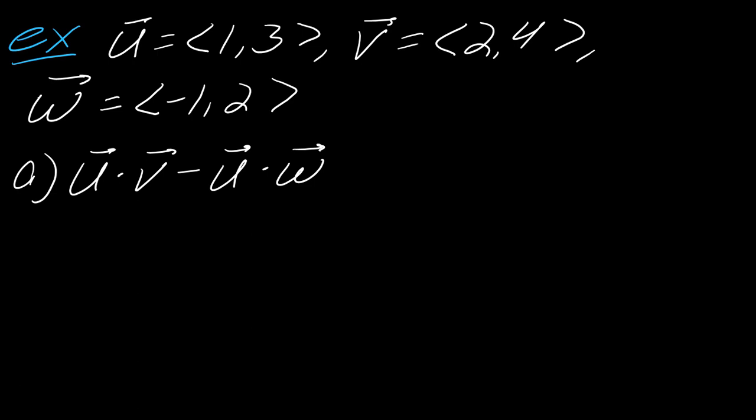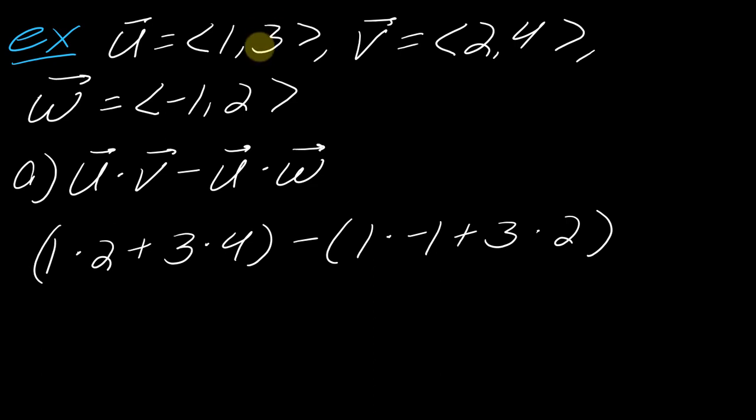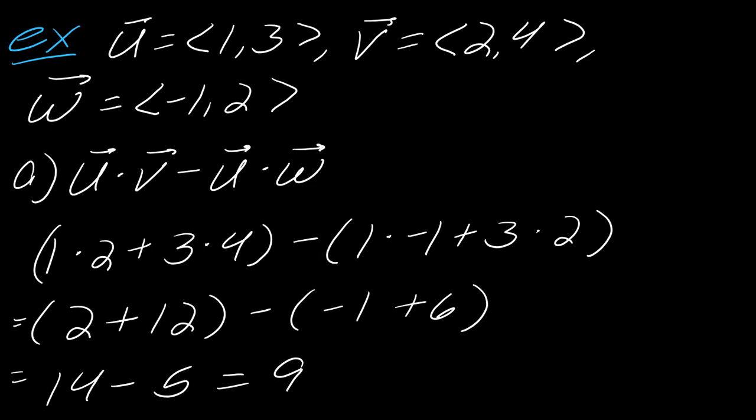Okay, so let's try now a few of these operations, playing around with this a little bit. Let's say that I've got u dot v minus u dot w. I'm going to take u dot v, so it's going to be 1 times 2 plus 3 times 4, and then I'll subtract off u dot w. So it's going to be 1 times -1 and 3 times 2. Here's all the operations that I need to do. Go ahead and multiply everything together. What I'm left with is 14 minus 5, and so this will equal 9.